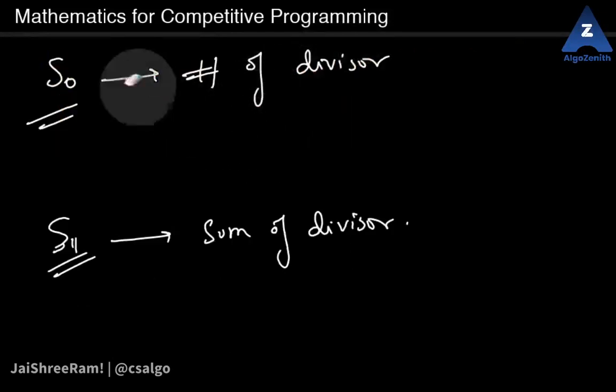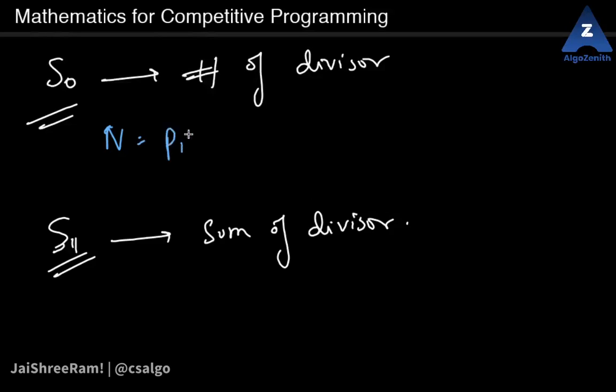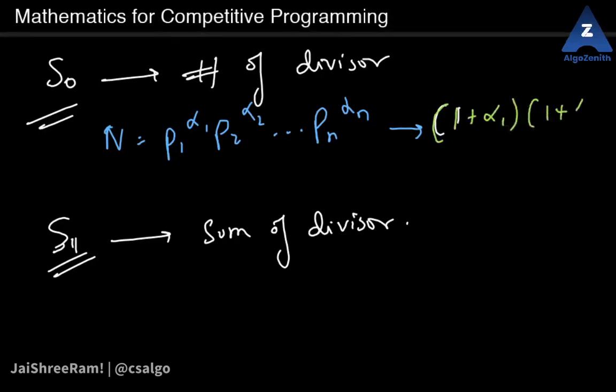Now, why is it possible to compute these properties using Sieve? Because you can calculate these properties using the factorizations of numbers. Let's suppose there is some number n equal to p1 to the power alpha 1, p2 to the power alpha 2, and so on up to pn to the power alpha n. For this, the number of divisors, including 1 and n itself, can be found using the formula (1 plus alpha 1) times (1 plus alpha 2), and so on up to (1 plus alpha n).